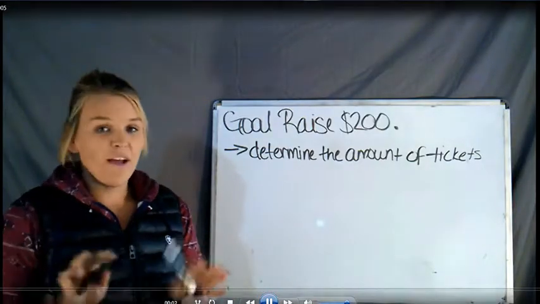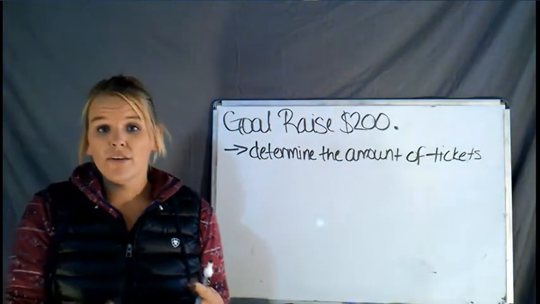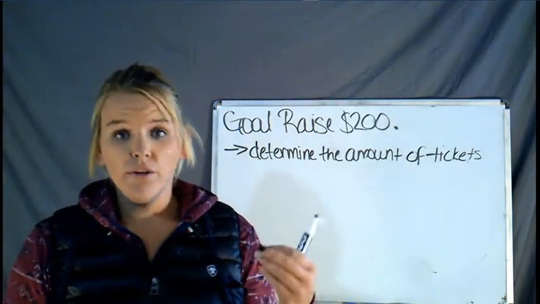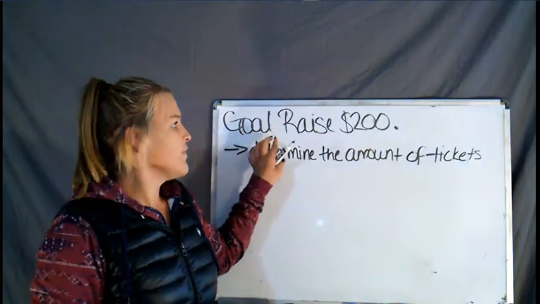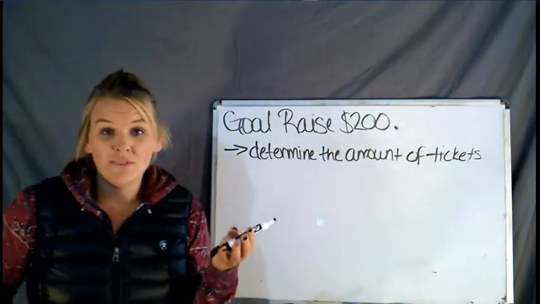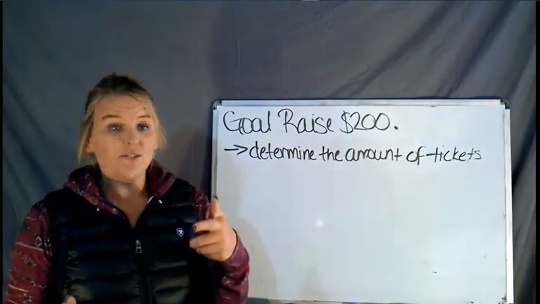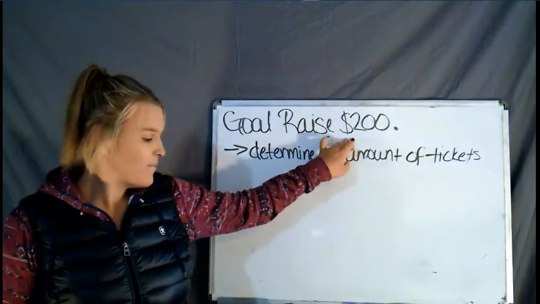So the next part, after you guys finish that table, is we're going to change our goal. Instead of giving us the amount of tickets and solving for a dollar amount, what is going to happen if I said that our goal is to raise $200? Well, now we need to determine the amount of tickets. And the number of tickets is X, so we're going to replace Y with 200.